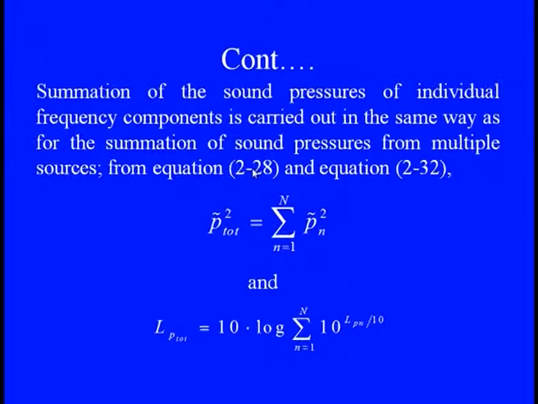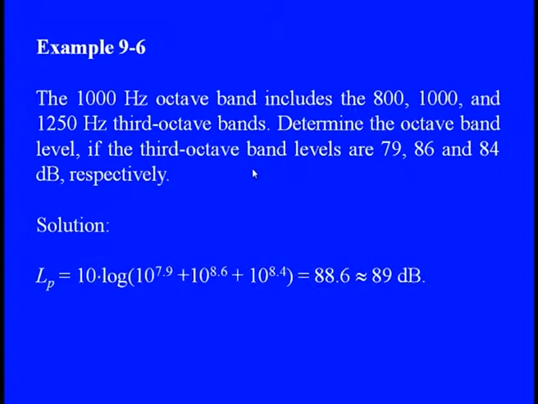So it is 10 to the power Lpn divided by 10. Now, talking about the numerical problem, say we have this 1000 hertz octave band, which includes the 800, 1000 and 1250 third octave bands. So within this octave band we have all three third octave bands. We need to find the octave band level if the third octave band levels are 79, 86 and 84 dB respectively. So we want to calculate the total band level, which is Lp equals 10 log.